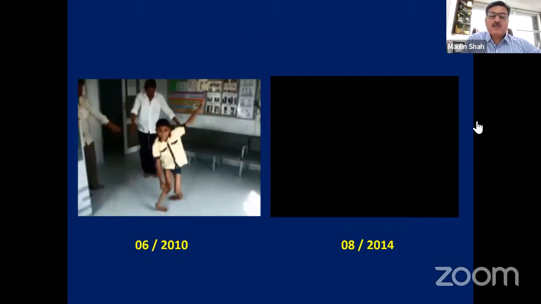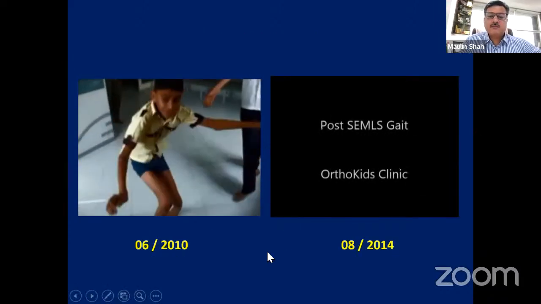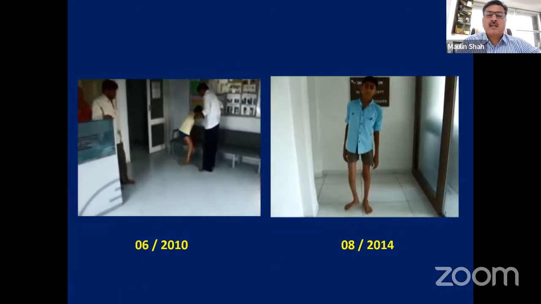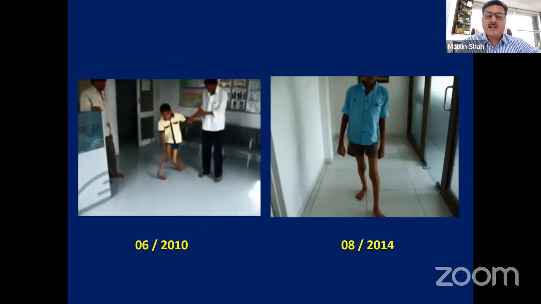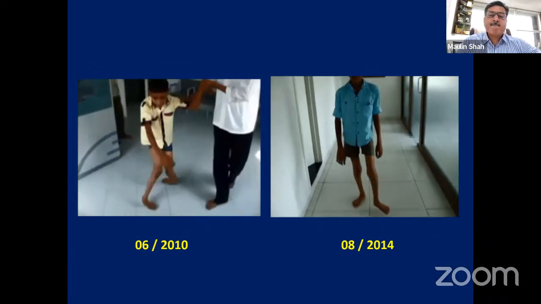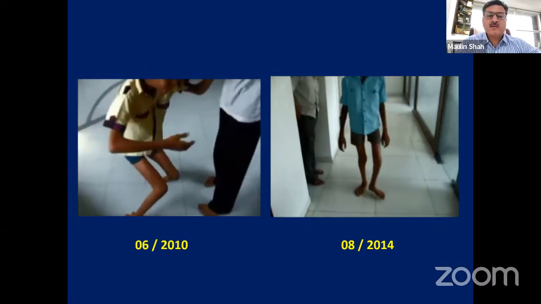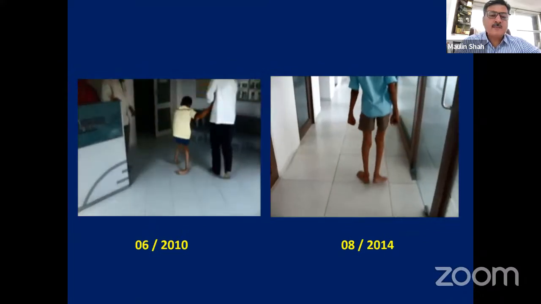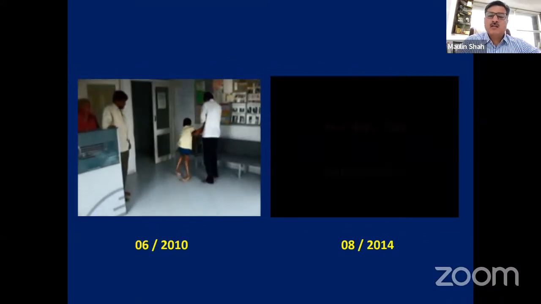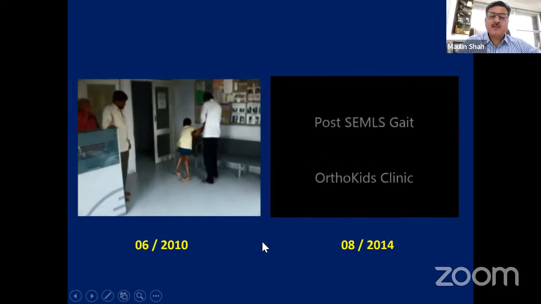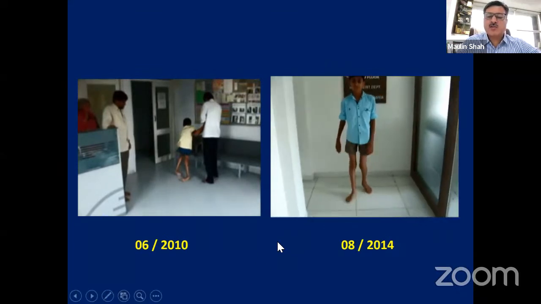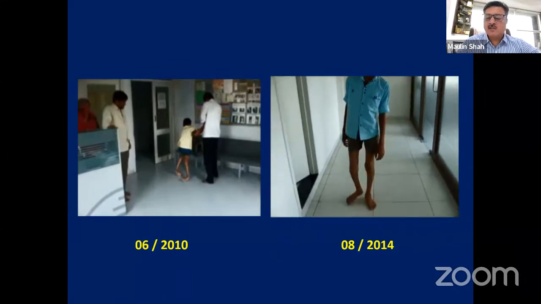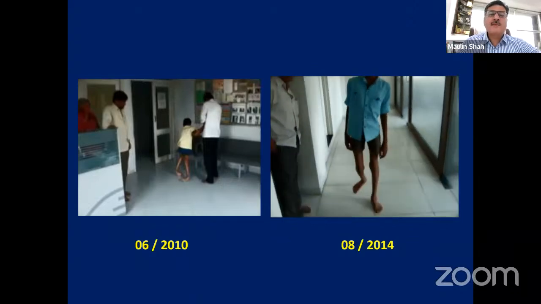And this is his outcome after 4 years of single event multi-level surgery. And you can see that his gait improved substantially. His stability and endurance also improved. Once we looked at him at a longer follow-up, we found that he had some tibial torsional alignment issue also on one side, and I think I performed a tibial derotation osteotomy subsequently.